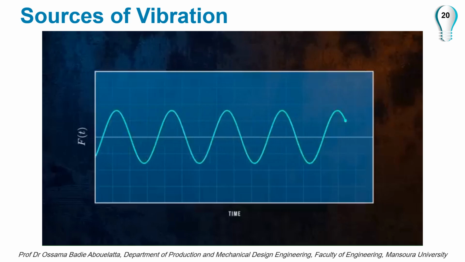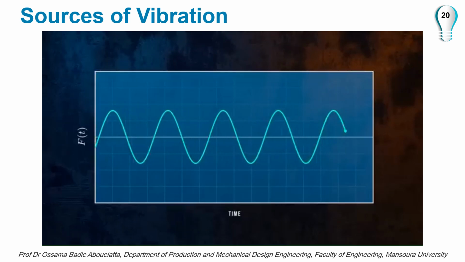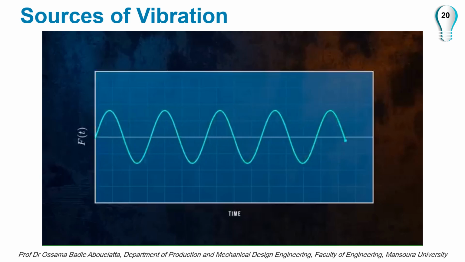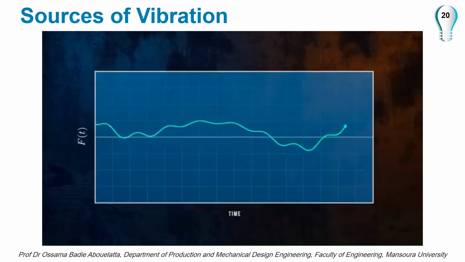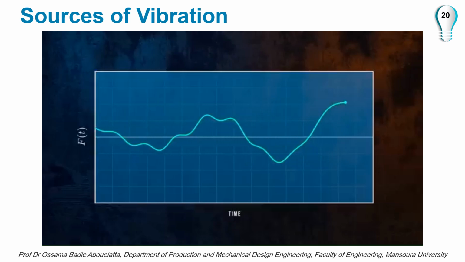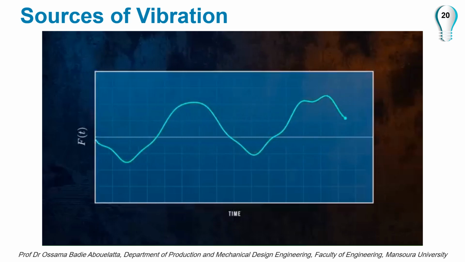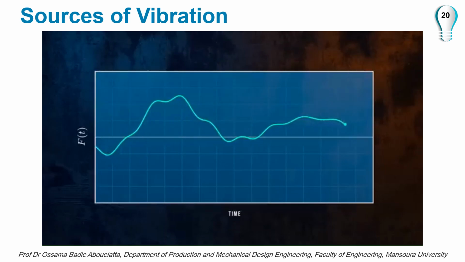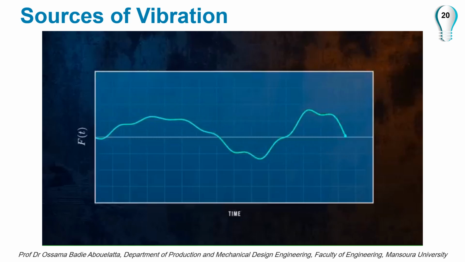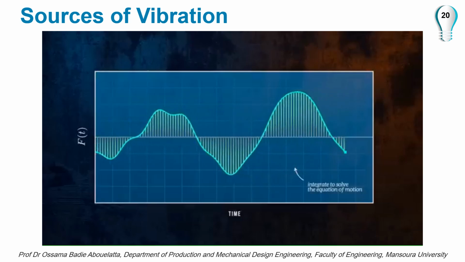This makes it easy to solve the equation of motion, since we can obtain a neat closed-form solution. But if the loading is defined by a complicated function, or is completely arbitrary, which might be the case if it's based on test data, it might not be possible to solve the equation of motion directly, and numerical integration methods will have to be used instead.